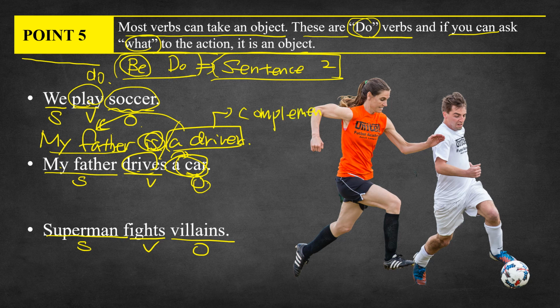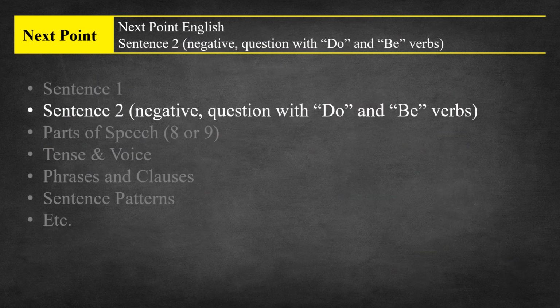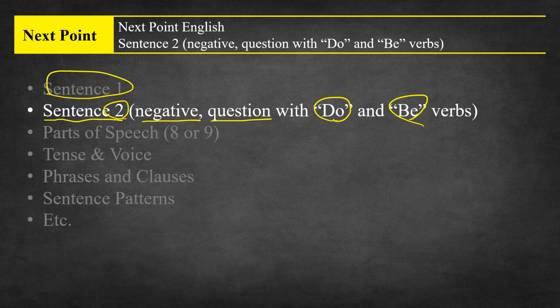Okay, when I come back to you with sentence 2, I'm going to explain to you what an object is, what a complement is. Okay, this is my plan for next time. We just studied English in terms of sentence 1. When I come back to you, I will bring this topic, sentence 2. It's going to talk about negative, question, and then do and be verbs. How can we make negative sentences? How can we make questions using do and be in terms of do verbs and be verbs?